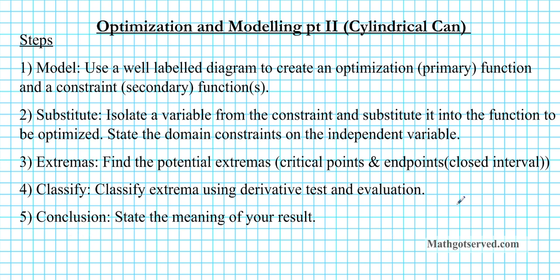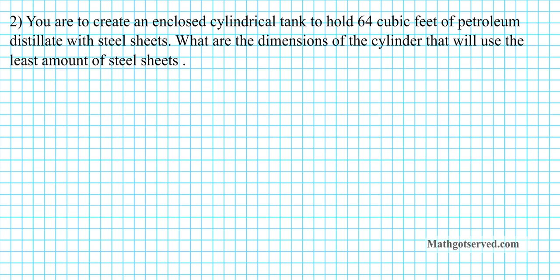All right, let's take a look at number 2. It says you're to create an enclosed cylindrical tank to hold 64 cubic feet of petroleum distillate with steel sheets. What are the dimensions of the cylinder that will use the least amount of steel sheets? All right, so for step 1, we are going to create a mathematical model of the situation.